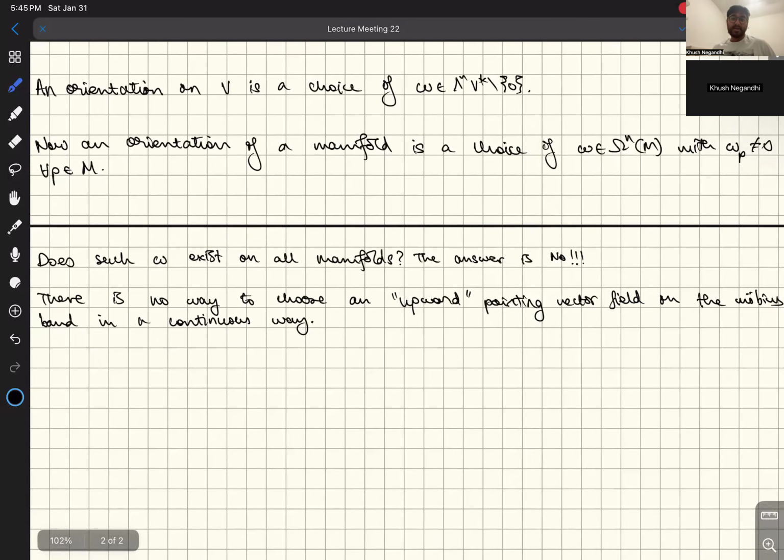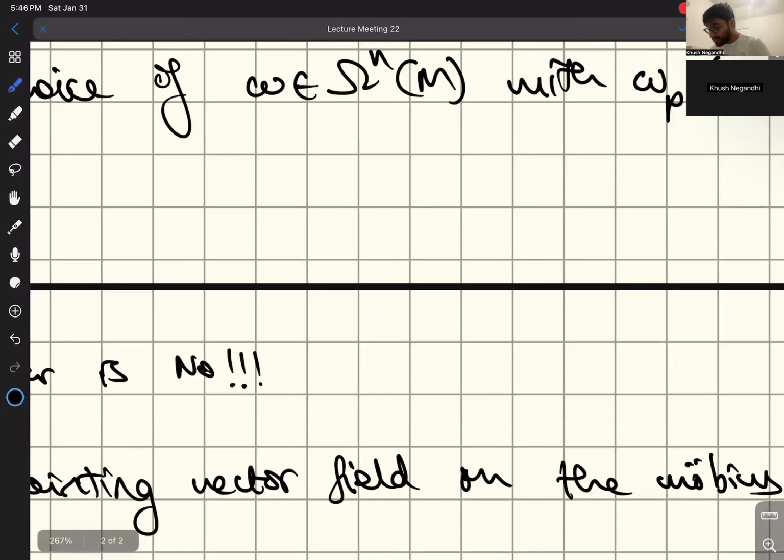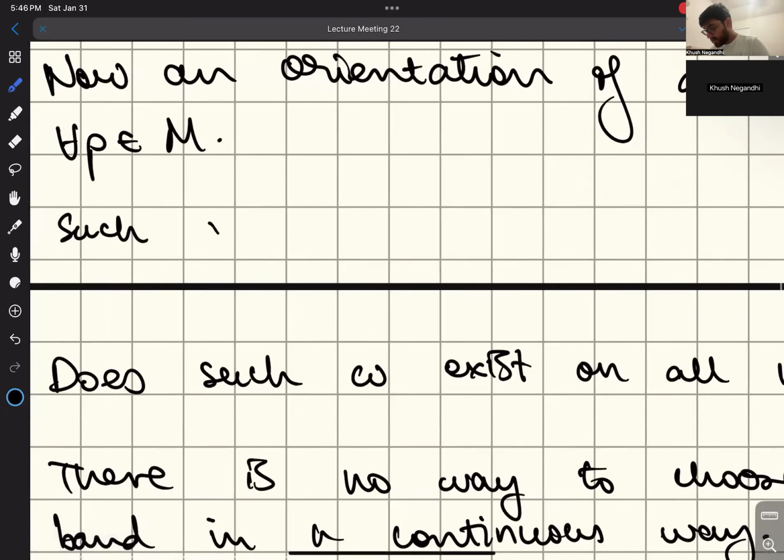I will leave it as an exercise in one of the problem sheets, where I will outline the proof that an orientation is equivalent to choosing an upward pointing normal vector. Sorry, upward pointing vector field. Okay. So now nowhere vanishing top form is a very long name, so I would say that such a form is called a volume form.